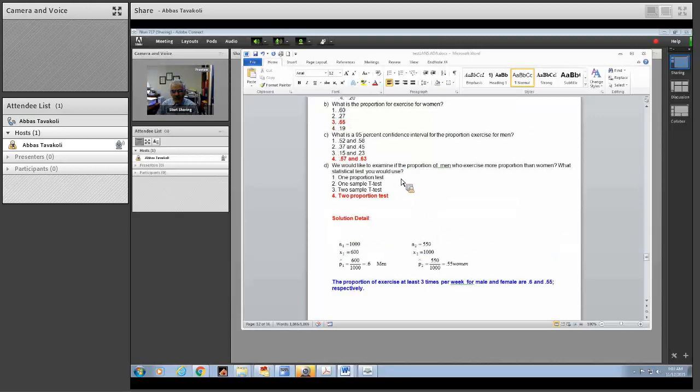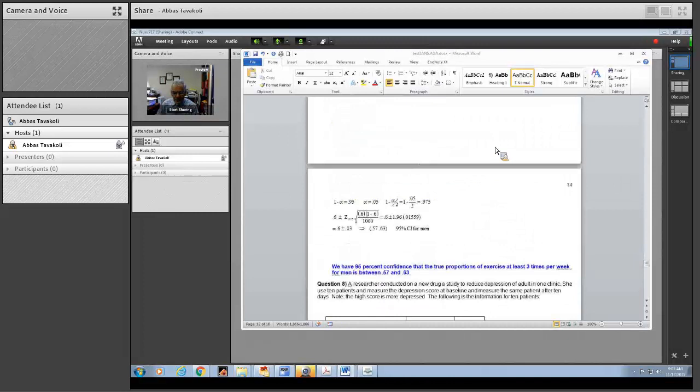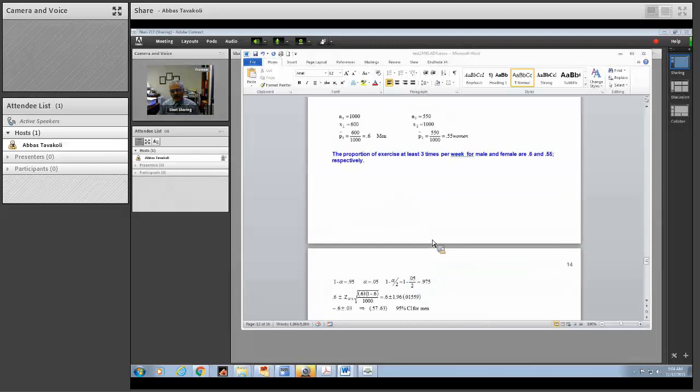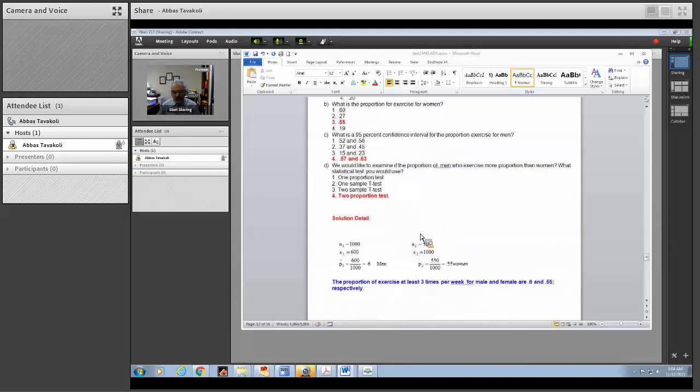And then I asked you to calculate the confidence interval for men. So basically, for proportion, you remember you're using the Z value for reliability. 0.975 is 1.96. You put the proportion 0.6 plus or minus 1.96 times the square root of 0.6 times 0.4 over 1,000. So you get 0.57 and 0.63. So that's the proportion you get, and that's the correct answer, 0.57 and 0.63.